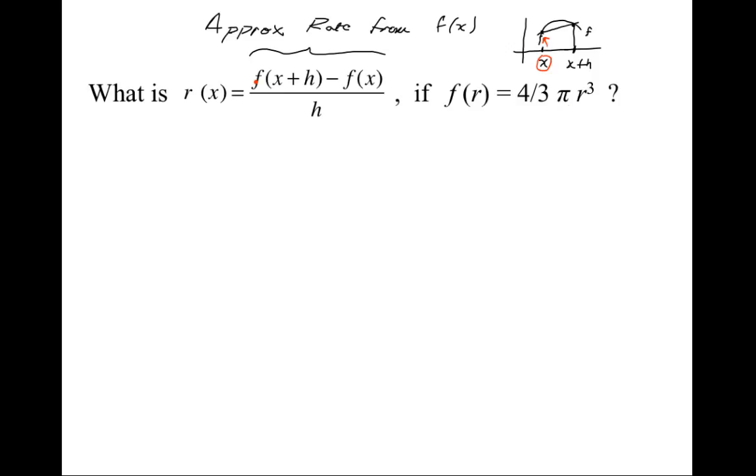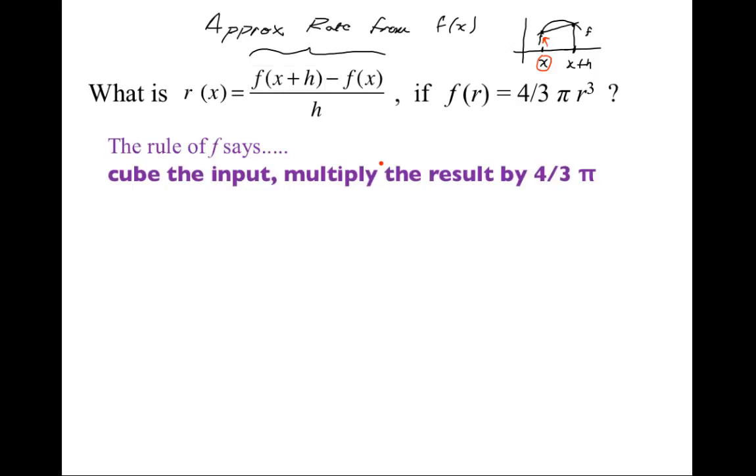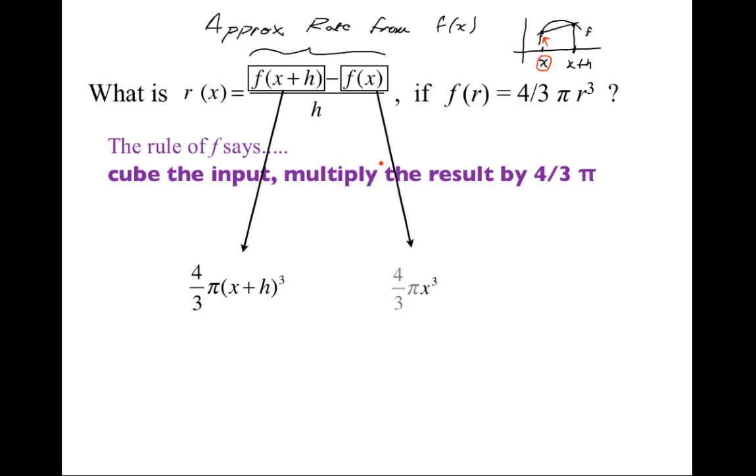Okay? So we're going to do that. What's our independent value here? X plus h. So we're going to cube it and multiply it by 4/3 pi. So we're going to cube that independent value, multiply by 4/3 pi, and then similarly, when x is the independent value, we're going to cube it and multiply by 4/3 pi. And then we need what? The change in y. So it's going to be that first minus the second.